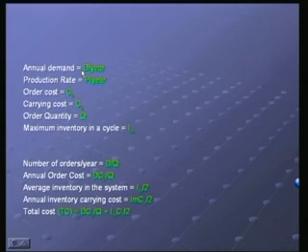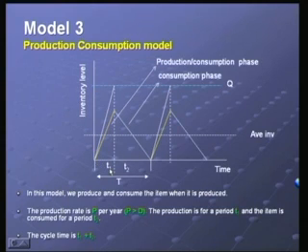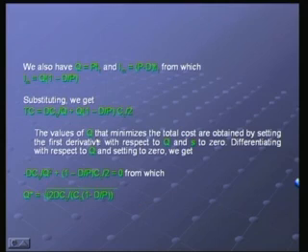Now what is the inventory buildup? Now as we produce during this period T1, we produce at the rate of P, we consume at the rate of D. So the inventory is built up at the rate of P minus D. So inventory is built up at the rate of P minus D for a period T1. So total inventory that is built up is P minus D into T1, which is Im. So Im is P minus D into T1. Now dividing one by the other, we get Im equal to Q into 1 minus D by P, or Q into P minus D by P, which is Q into 1 minus D by P.